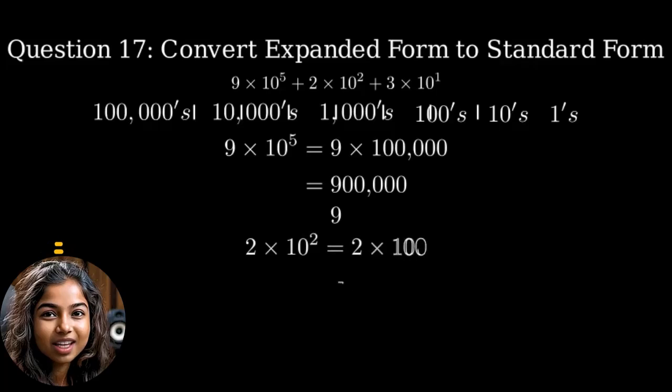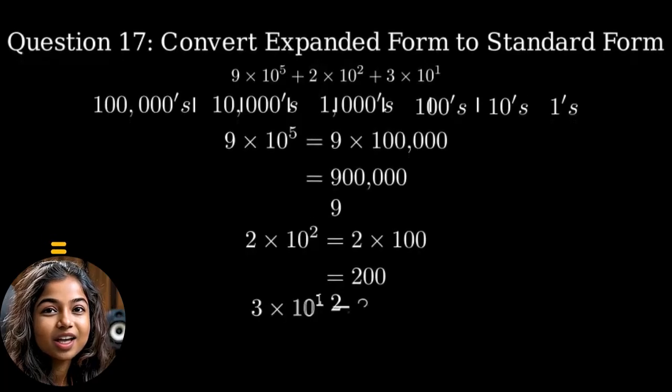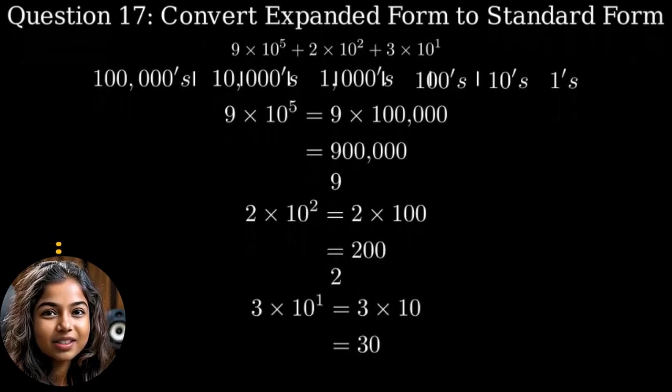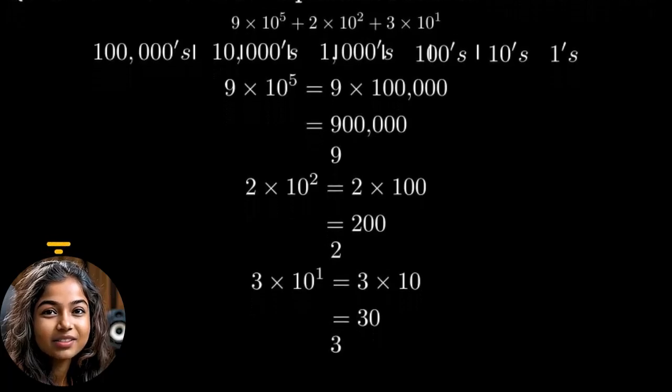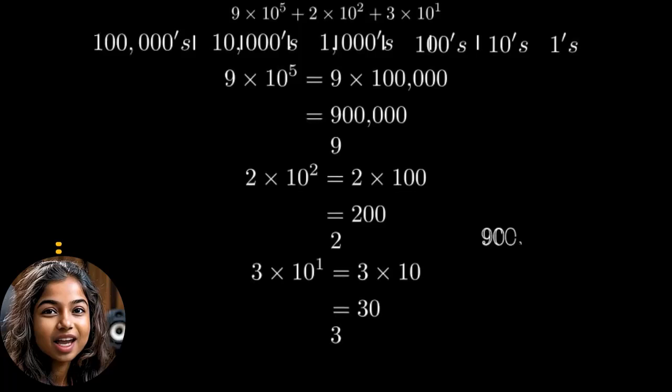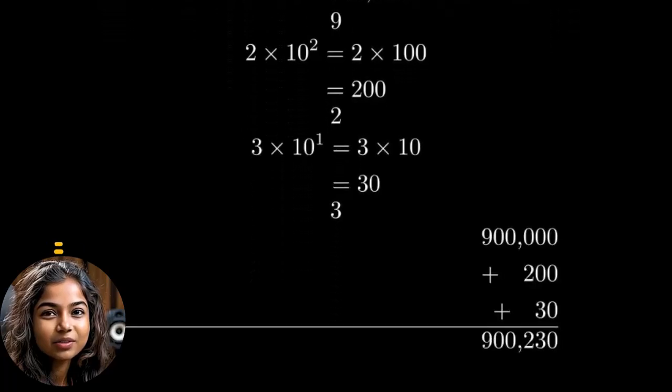The second term is 2 times 10 squared. 10 squared is 100, so 2 times 10 squared is 200. Finally, the third term is 3 times 10 to the first power. 10 to the first power is just 10, so 3 times 10 is 30. Now let's add these numbers together. 900,000 plus 200 plus 30.